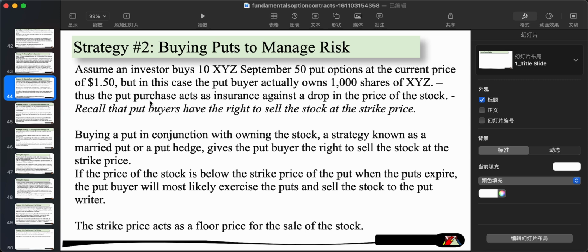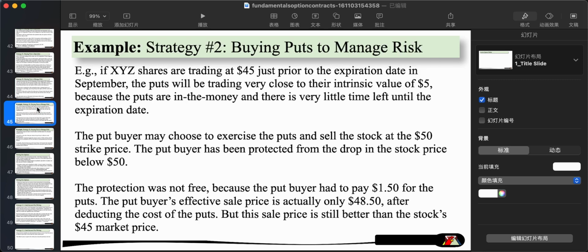So recall that put buyers have the right to sell the stock at the strike price. Buying a put in conjunction with owning the stock, a strategy known as a married put or put hedge, gives the put buyer the right to sell the stock at the strike price. If the price of the stock is below the strike price of the put when the put expires, the put buyer would most likely exercise the puts and sell the stock to the put writer. The strike price acts as a floor price for the sale of the stock.